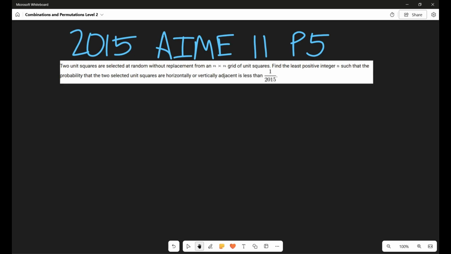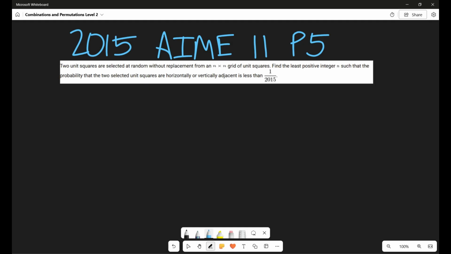Now our next problem is the 2015 AIME 2 problem 5. And this one is far shorter than our previous problem. It reads, 2 unit squares are selected at random without replacement from an n by n grid of unit squares. Find the least positive integer n such that the probability that the 2 selected unit squares are horizontally or vertically adjacent is less than 1 over 2015.